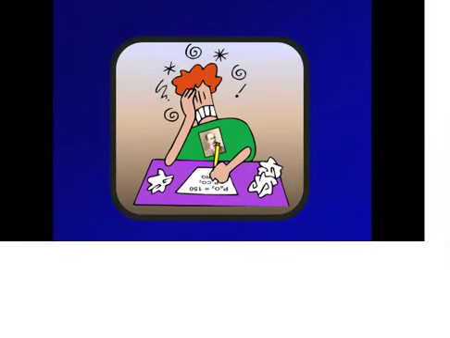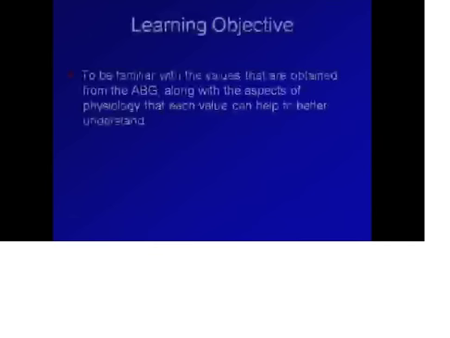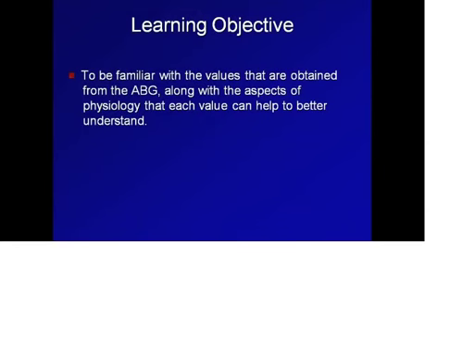Although I will be working through dozens of examples during this course, mastery of ABG interpretation will only happen if you practice it on your own. Watching someone else solve problems will be helpful, but it won't be sufficient. Therefore, I would encourage you to intermittently pause these lectures as I go over individual examples and attempt to first reach the answer yourself. The remainder of this lecture will give a very brief grand overview of the ABG. The learning objective is to be familiar with the values that are obtained from the ABG, along with aspects of physiology that each value can help to better understand.